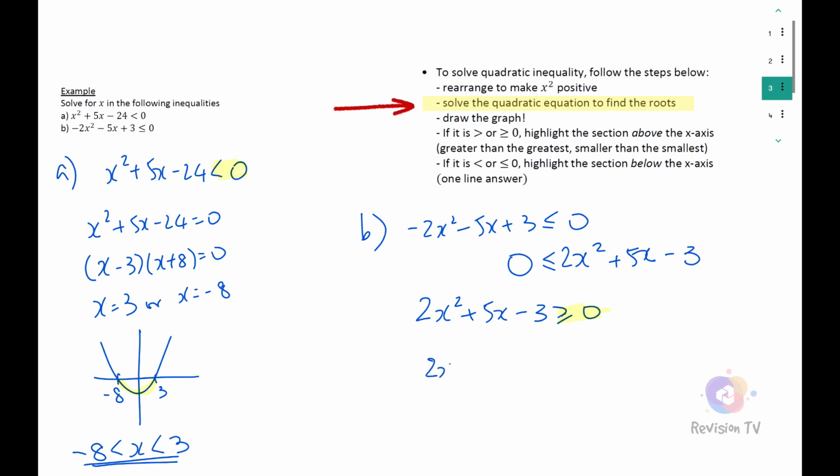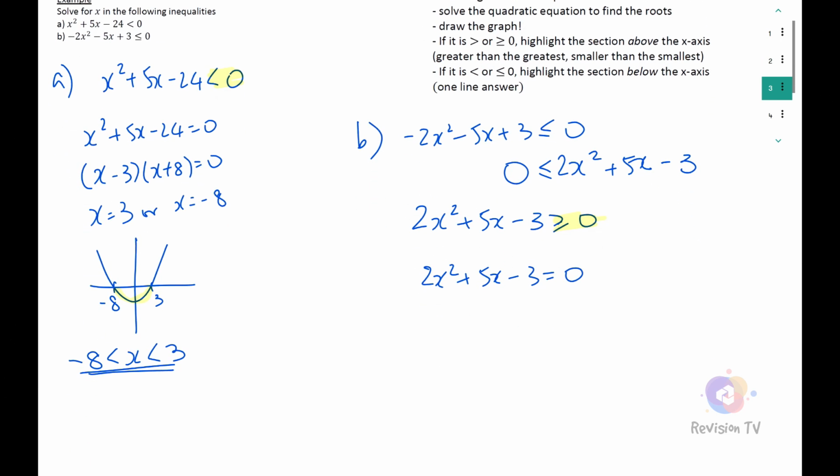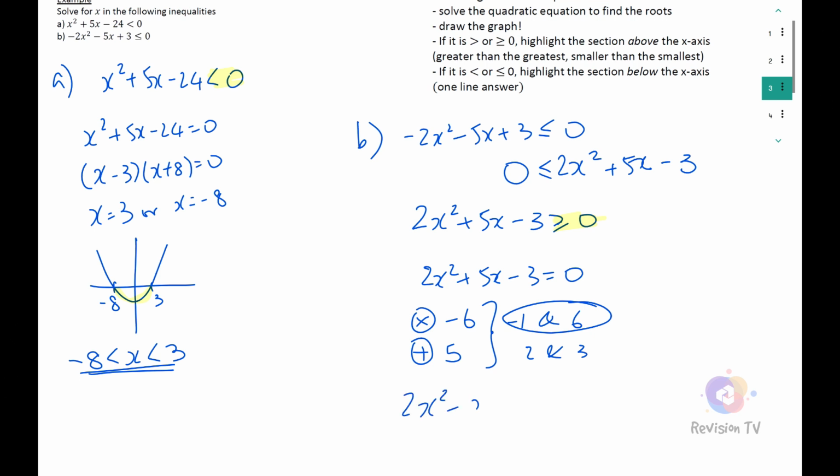To solve it, we're going to make it equal 0. Now, if this is a calculator paper, of course you can use the quadratic formula. But if it's not, we can factorize it as well. To factorize it, we do 2 times minus 3. So we need a product that multiplies to be -6 and adds to give a positive 5. You can have 1 and 6, and 2 and 3, to multiply to 6. But to add them, you probably need a -1 and a positive 6. So we're going to split the middle term into minus 1x and plus 6x, minus 3 equals 0.